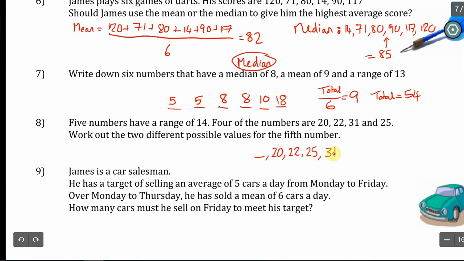31, take away the range. 31 take away 14 would give us 17. If this number was at the higher end, so imagine 17 wasn't there, if I add on 14 to 20, I would get 34. So the 2 possible numbers are 17 and 34.